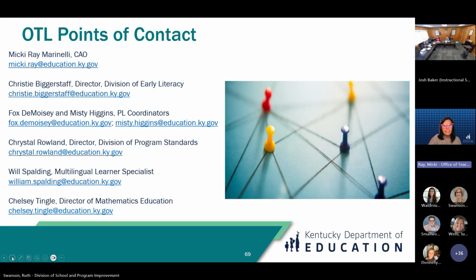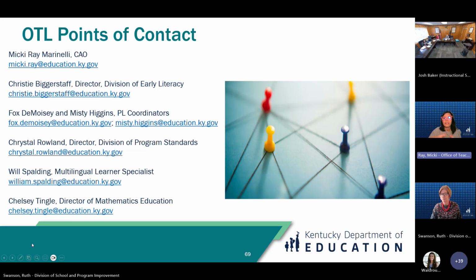And then lastly, Chelsea Tingle, she is our new Director of Mathematics Education. Chelsea came to us from Henry County Public Schools, where she was Assistant Superintendent and Chief Academic Officer. And she is leading our supports around Numeracy Counts. And much of that work is going into place in 26-27. And so anything around the approved screeners and diagnostics, the mathematics improvement plan, Chelsea will be a great resource for you.